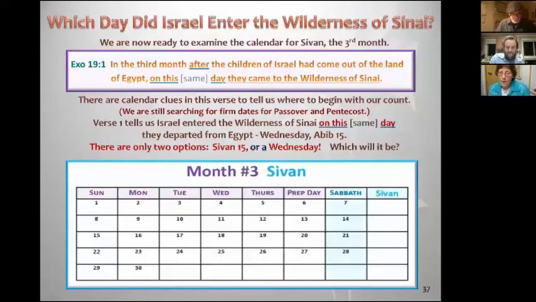So verse 1 tells us that Israel entered the wilderness of Sinai on the same day that they departed from Egypt. And we know that was Wednesday, Abib 15. It was the morning after Passover. So we only have 2 options here. Our option is either Ziph 15, because they left on the 15th day of the 1st month, the day after Passover. We have that day as an option, or we have Wednesday. We've got 4 Wednesdays here in month number 3 that we can choose from. So which is it going to be? We'll look for the calendar clues. Is that clear?